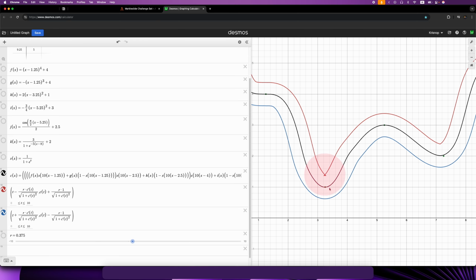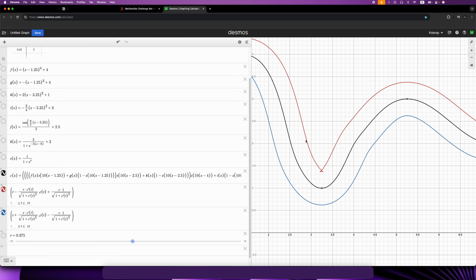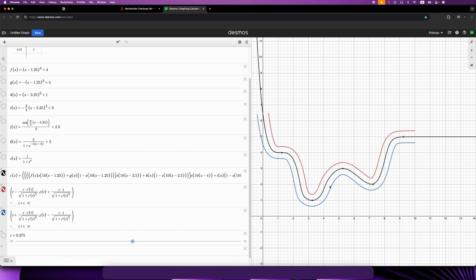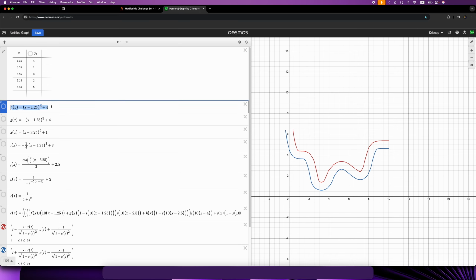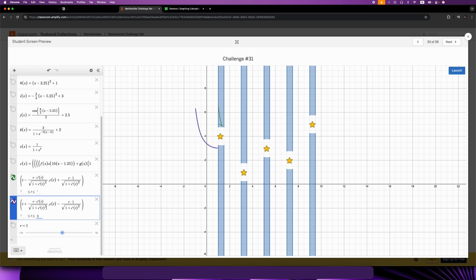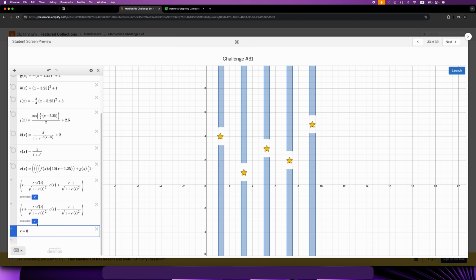Initially, there was an intersection in the curve, so I adjusted one of the base functions to smooth it out. At this point, the marble slide is complete. I then copy the equations from Desmos into the Marbleslides Challenge Set number 31, adjust the parametric domains and the ball radius, and test the launch.